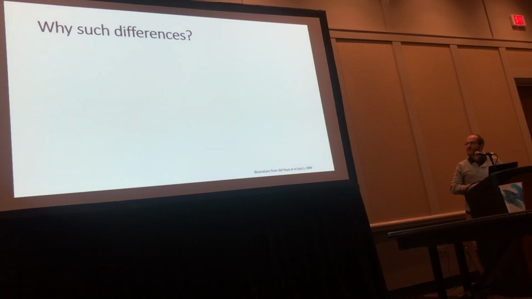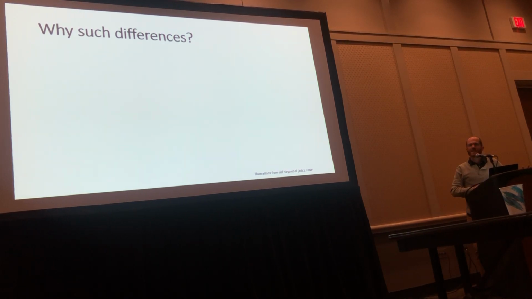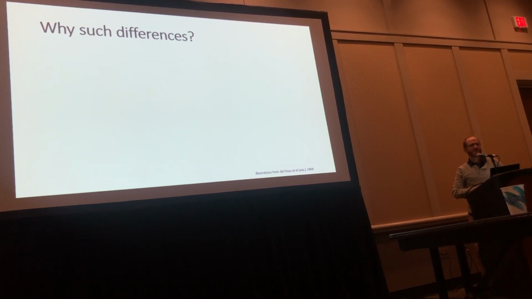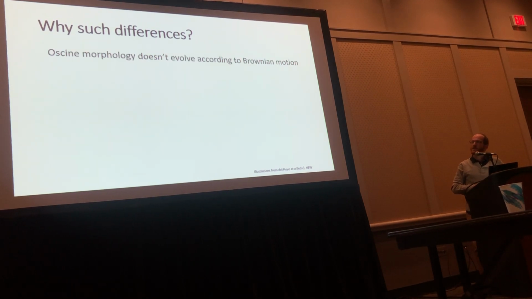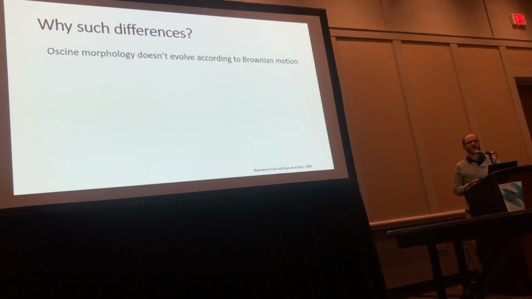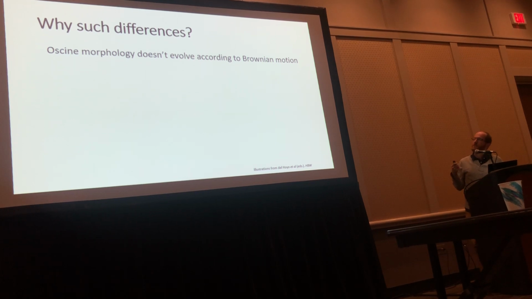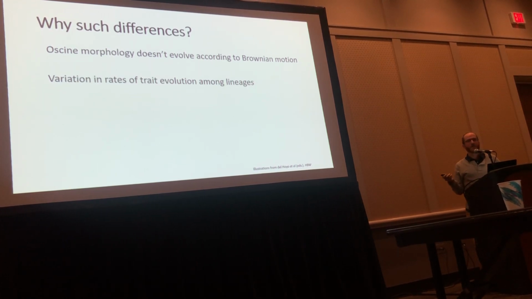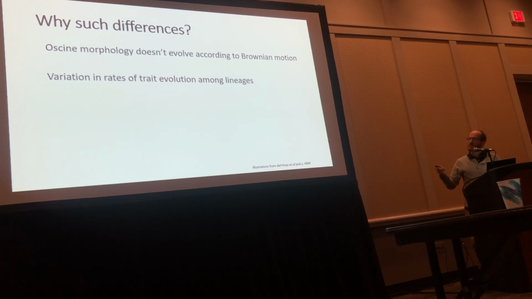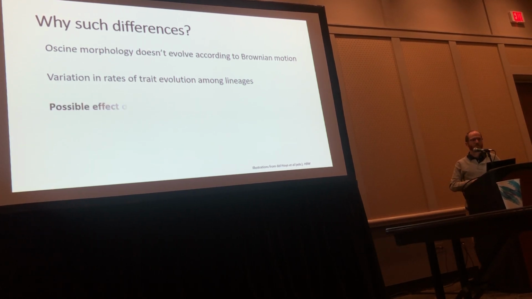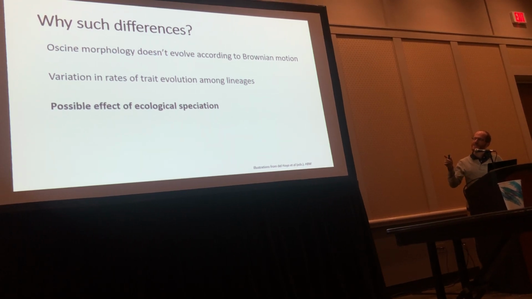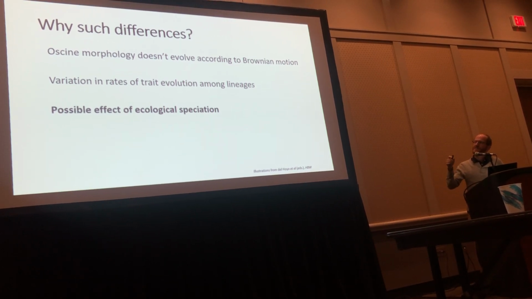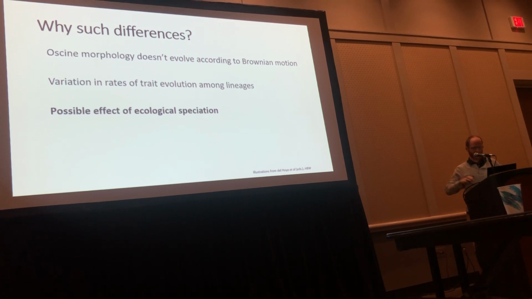So why are there such differences here? Why is the evolution of morphological diversity deviating so strongly from what we'd expect given neutral processes within these groups? It could just be that morphology is not evolving according to Brownian motion. Alternatively, there could be variation in the rates at which each of these individual lineages are evolving. And this I want to unpack a little bit more because this could possibly be shedding light on the fact that ecological speciation is underpinning a lot of this diversification, right?